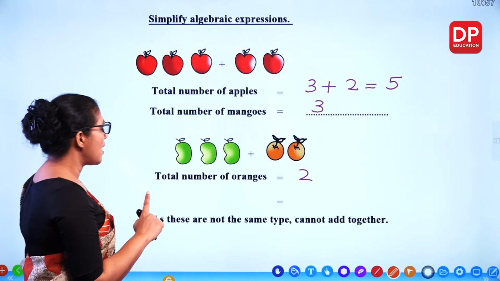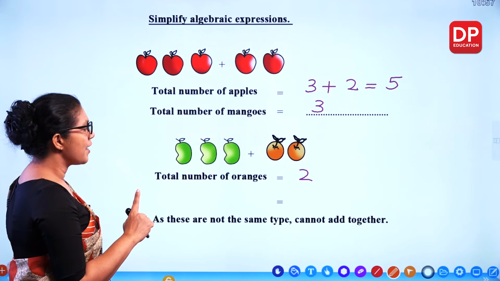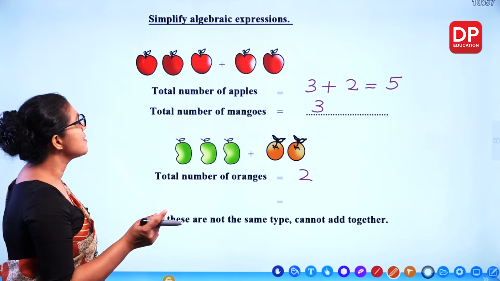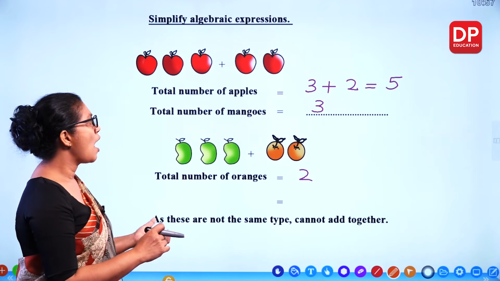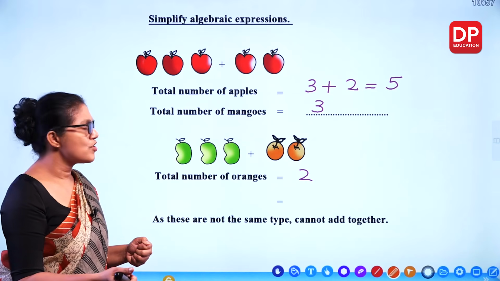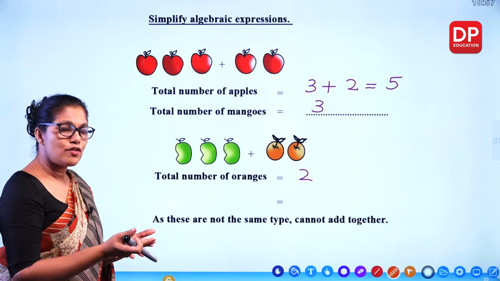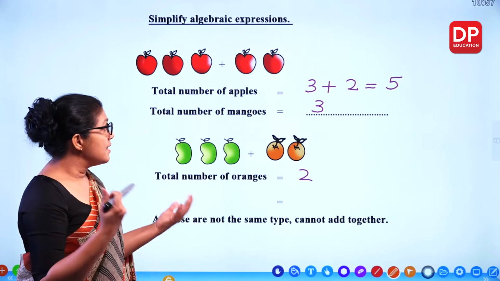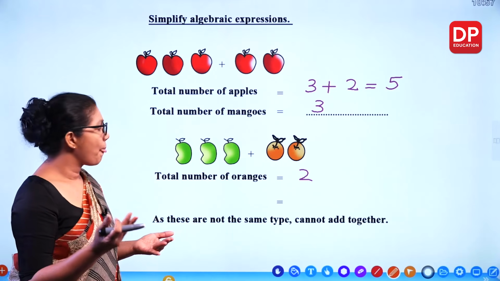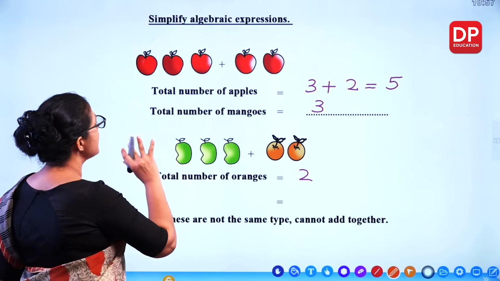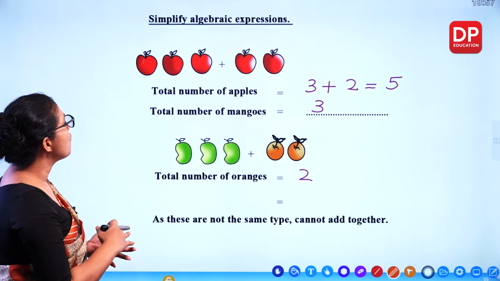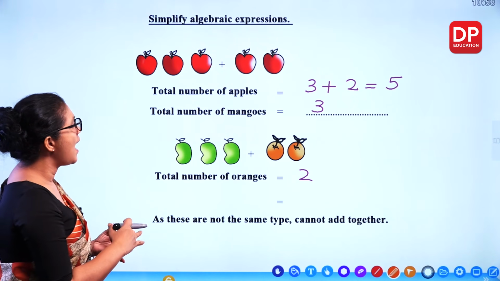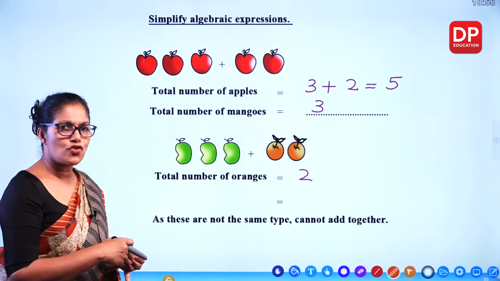As these are not the same type, we cannot add them together. So we can't say the total number of fruits. We can't add apples with mangoes and oranges. They are totally different, so these are not like terms. So we can say separately: number of apples 5, number of mangoes 3 and number of oranges 2.